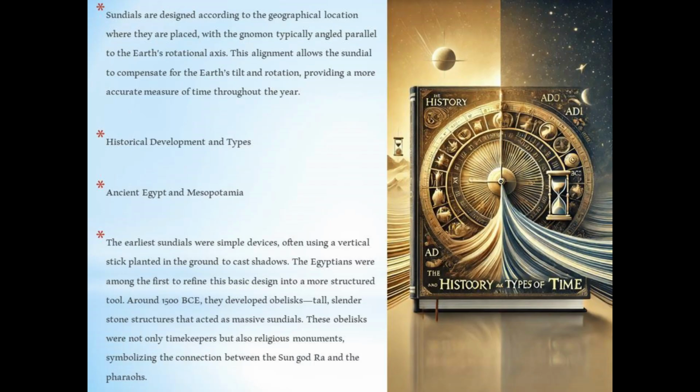Historical development and types. Ancient Egypt and Mesopotamia. The earliest sundials were simple devices, often using a vertical stick planted in the ground to cast shadows. The Egyptians were among the first to refine this basic design into a more structured tool. Around 1500 BCE, they developed obelisks, tall, slender stone structures that acted as massive sundials. These obelisks were not only timekeepers, but also religious monuments, symbolizing the connection between the sun god Ra and the pharaohs.